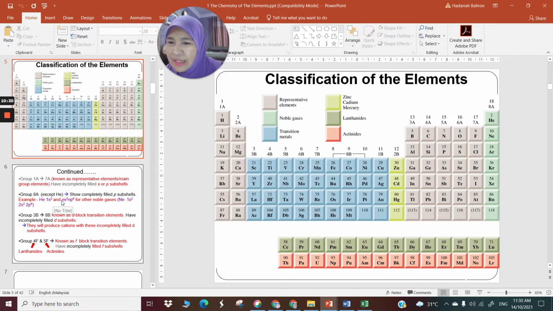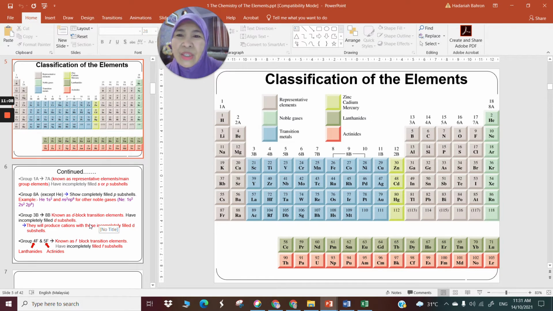Let me make this slightly bigger. The 8A, the noble gases, have completely filled p orbitals. That's going to be very clear to you once we go into electron configuration. And then group 3B to 8B, this is the 3B, 4, 5, 6, 7, and 8B. These are called the D block, D block transition metals.